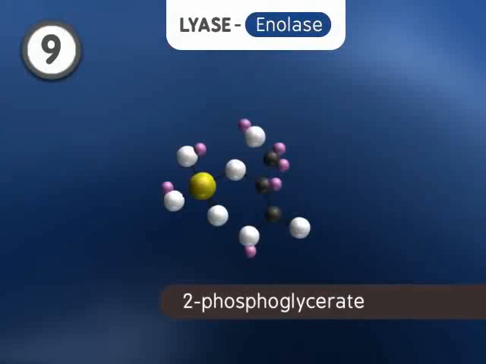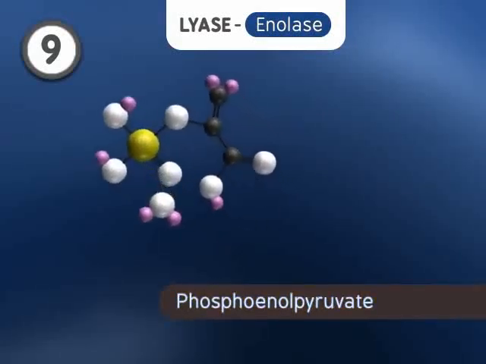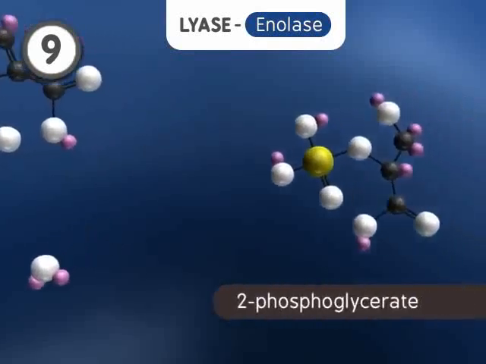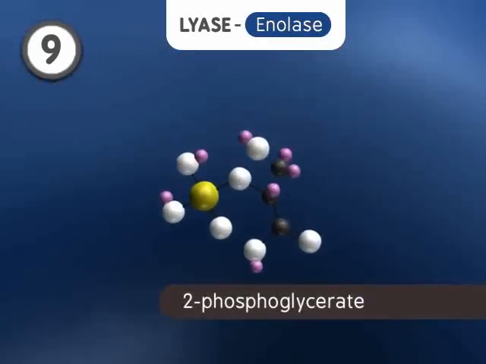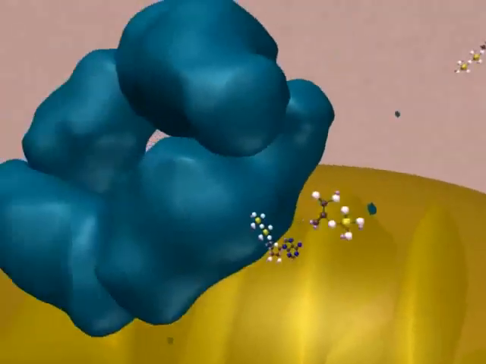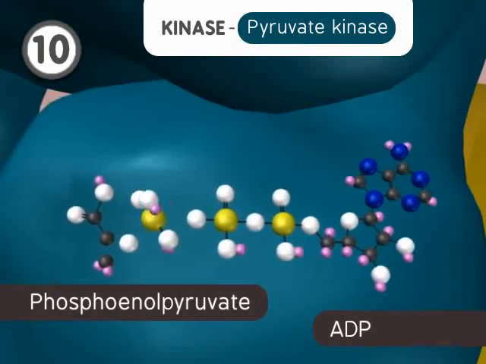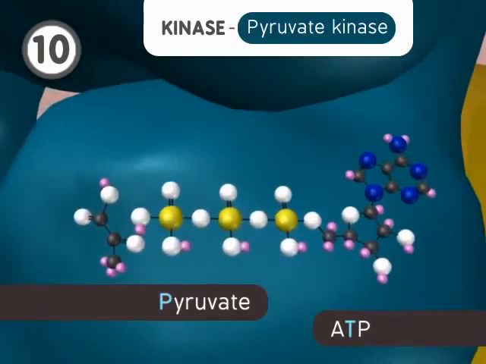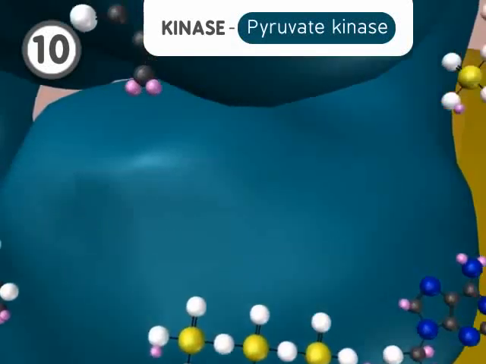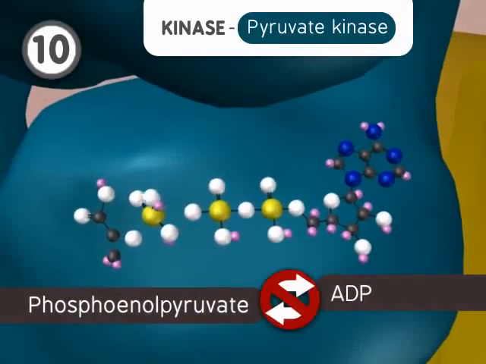In step 9, a lyase reaction removes water from 2-phosphoglycerate to form phosphoenol pyruvate. In the final step of glycolysis, a kinase reaction removes the phosphate group from phosphoenol pyruvate and donates it to ADP to form ATP and pyruvate. Like reactions 1 and 3, this step is irreversible.